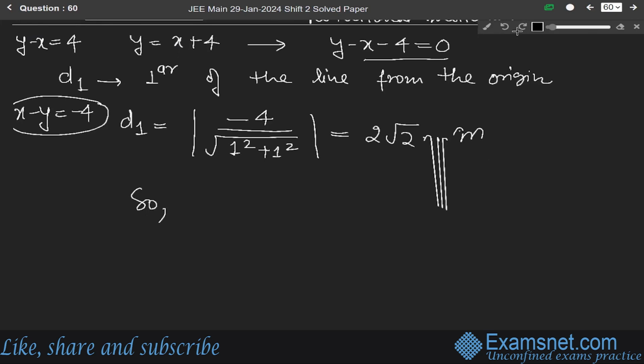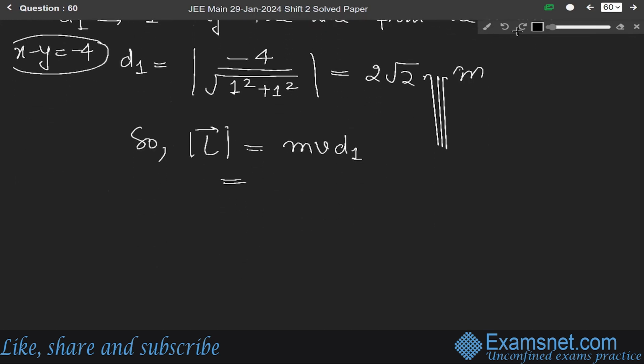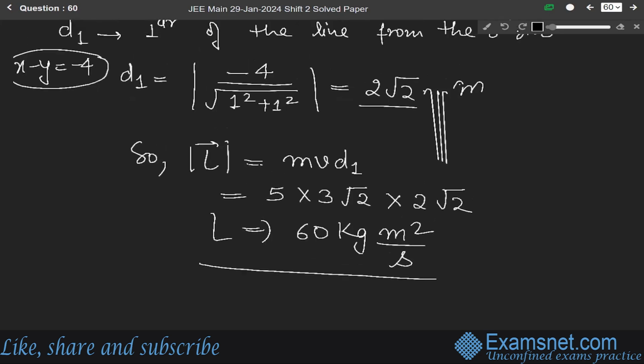So angular momentum L will be equal to mvr, which means mv into d1. So it will be equal to m, M is what? 5 kg, v is 3 root 2 meter per second. So 5 into 3 root 2 meter per second into d1, which is 2 root 2 meter. Solving it, we get 60 kg meter square per second. So the angular momentum is 60 kg meter square per second. Okay.